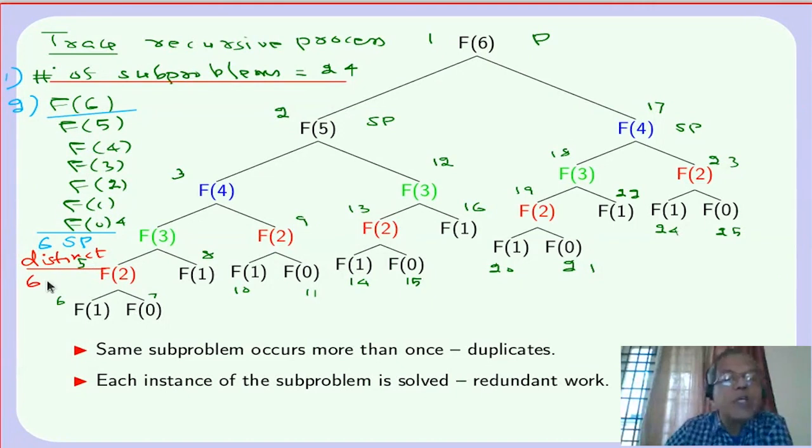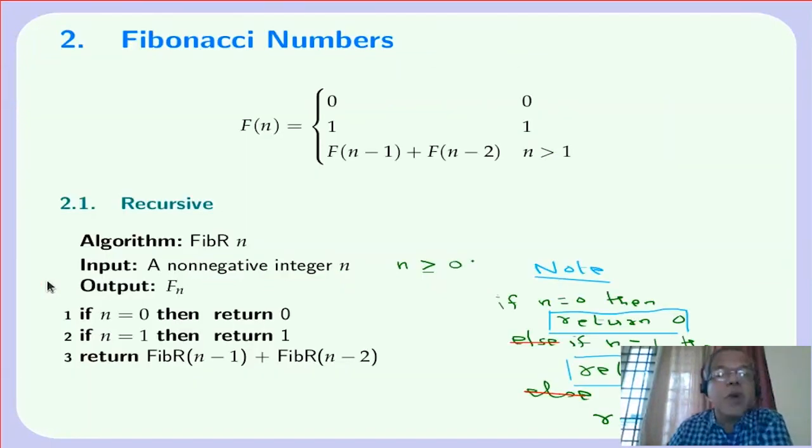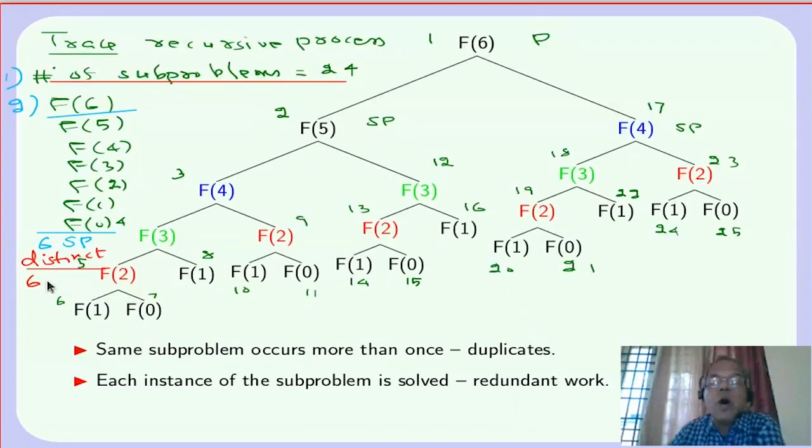But as you have rightly observed, if we blindly implement Fibonacci, computing the nth Fibonacci number using the recurrence relation, giving rise to this recursive algorithm, FibR will actually solve all the 24 subproblems. It is very blind. It does not recognize, for example, that the third call solves a subproblem f of 4. The 17th call also solves the same subproblem.